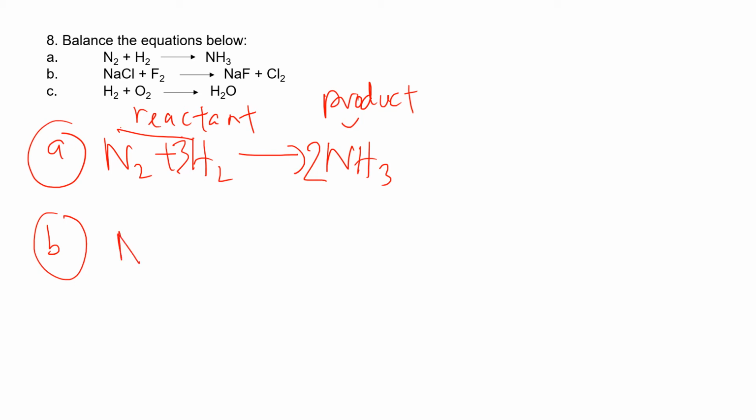B, NaCl plus F2 produces NaF plus Cl2. You have 2 atoms of chlorine in the product, so you have to balance the chlorine in the reactant.